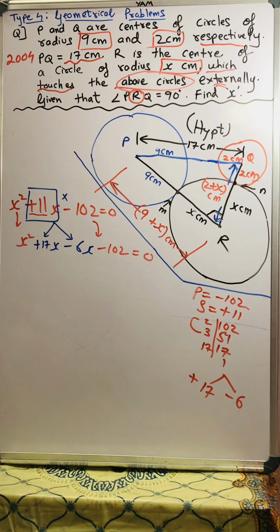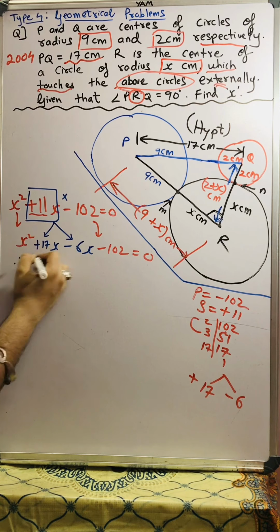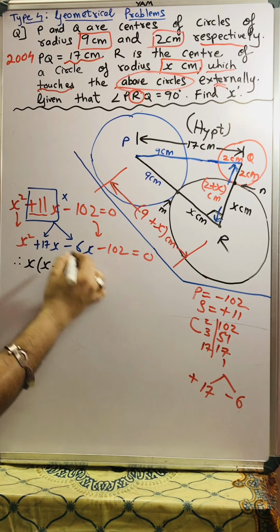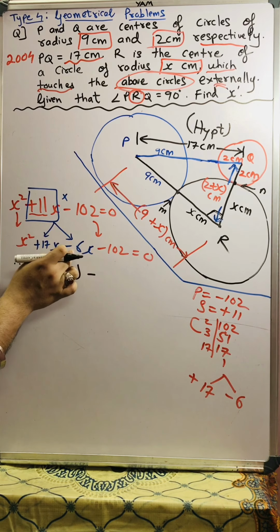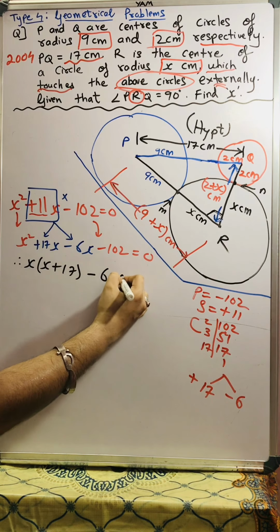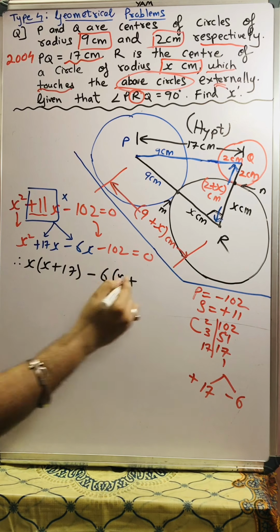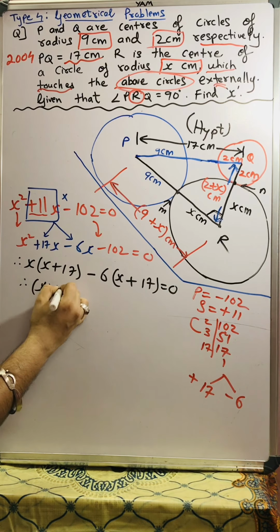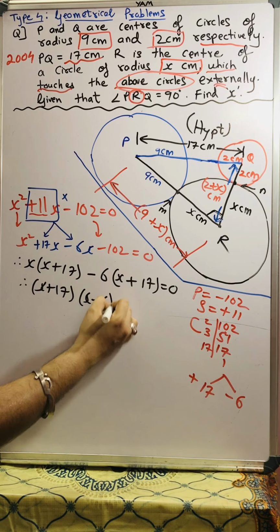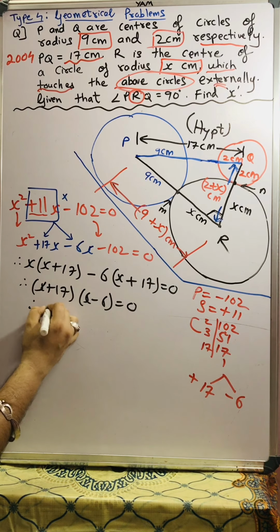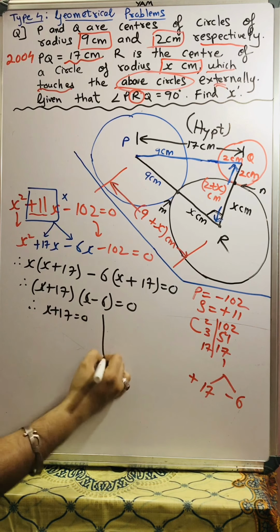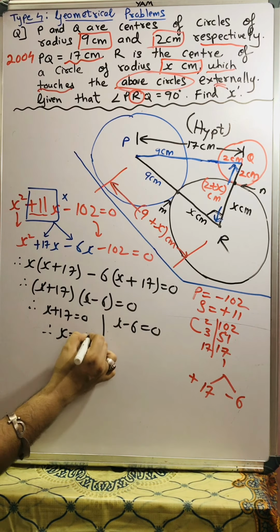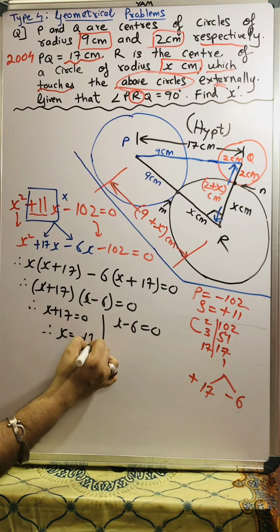Now let's solve this. It's very easy now. We just have to take the common. Therefore, x common. If x is common, it becomes x plus 17. Minus common: always take the sign of the second last term, minus 6 common. It will be x plus 17, because minus is common, equal to 0. Therefore, x plus 17 and x minus 6 is equal to 0. Therefore, either x plus 17 is equal to 0 or x minus 6 is equal to 0. Therefore, x is equal to minus 17 or x is equal to 6.